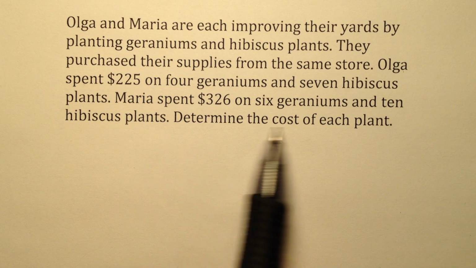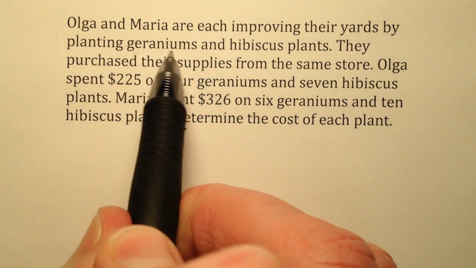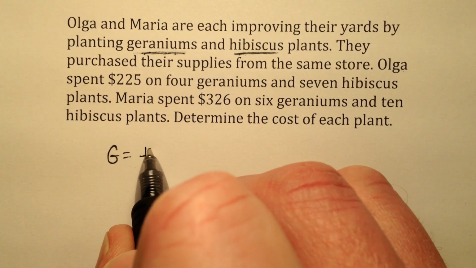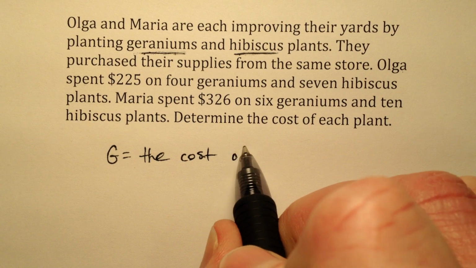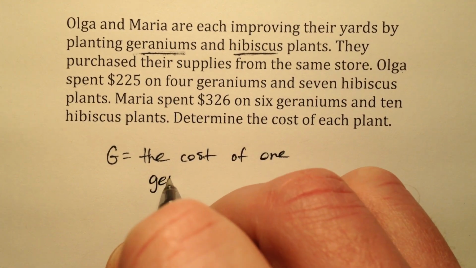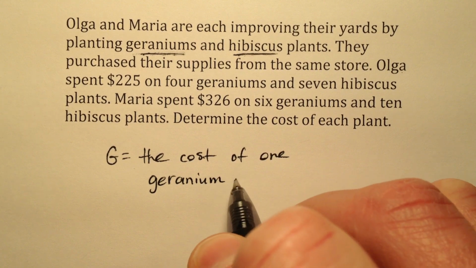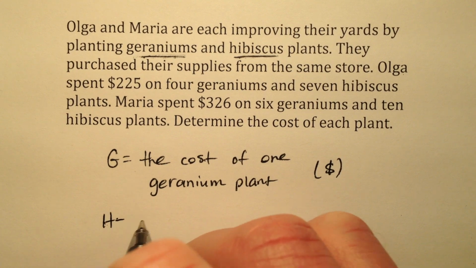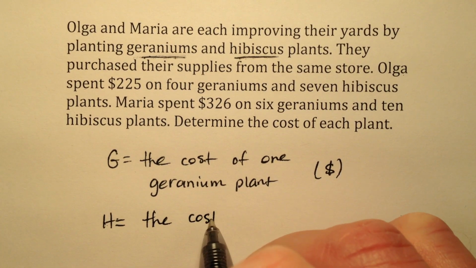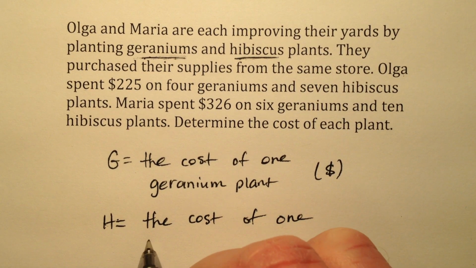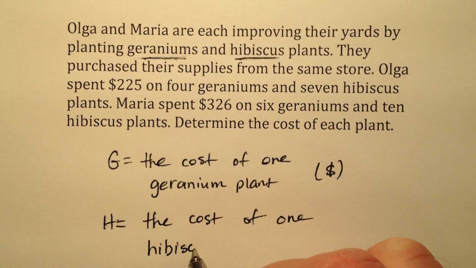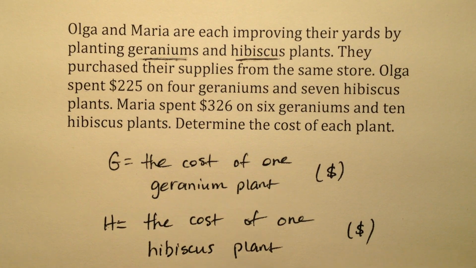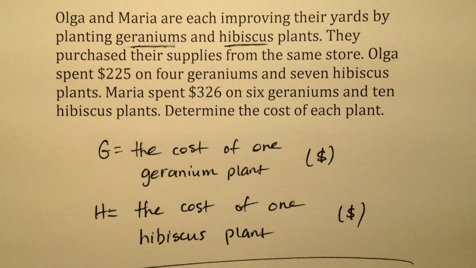Okay, so since we're determining the cost of each plant, and we know we have geraniums and hibiscus plants, I'm going to say G is the cost of one geranium plant, and that's going to be measured in dollars, and H is going to be the cost of one hibiscus plant, and that's measured in dollars. Okay, so let's go ahead and write a couple of equations here.